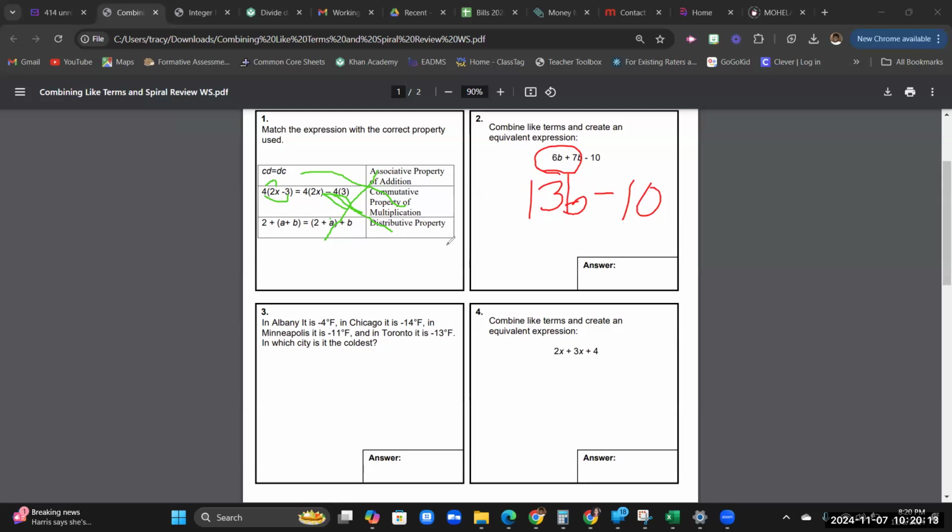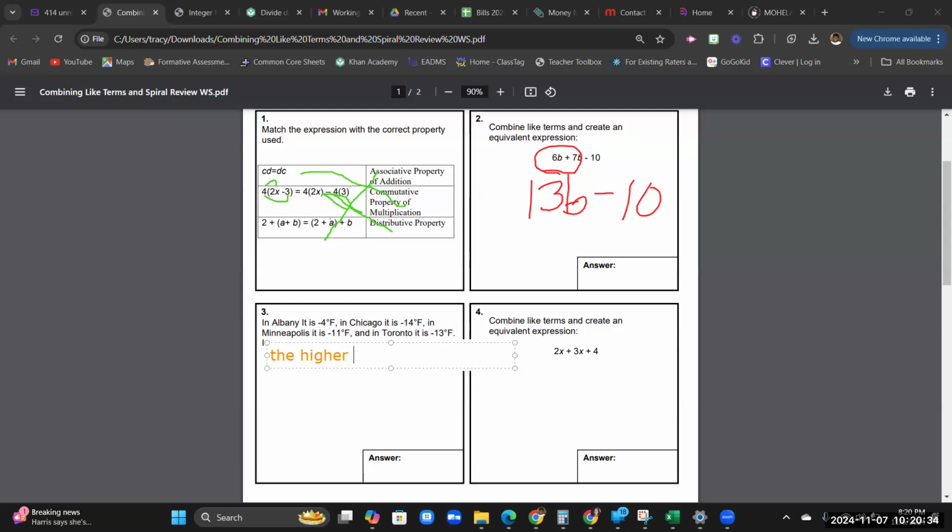All right, number three. In Albany, it is -4 degrees Fahrenheit. In Chicago, it is 14 degrees Fahrenheit. And in Minneapolis, it is -11 degrees Fahrenheit. And in Toronto, it's -13. And which city is the coldest? So that's what we've got to remember.